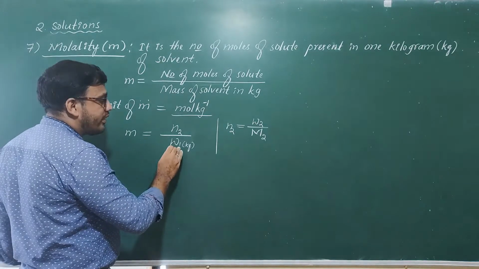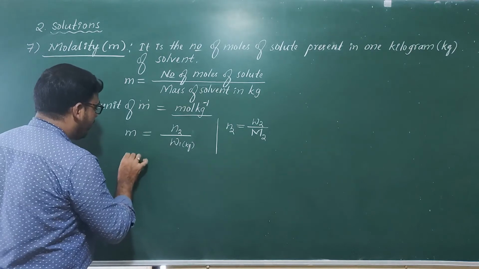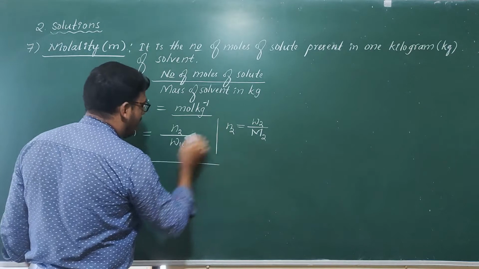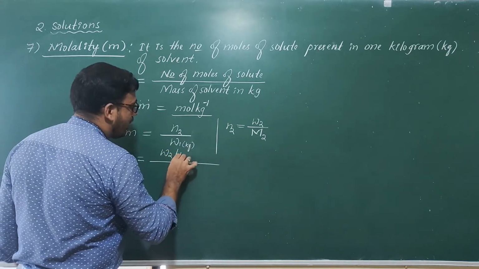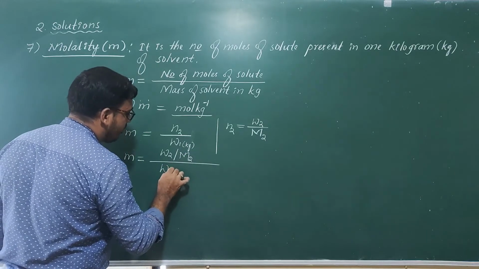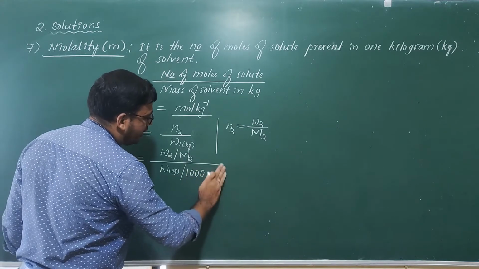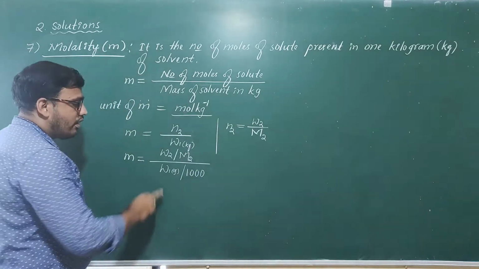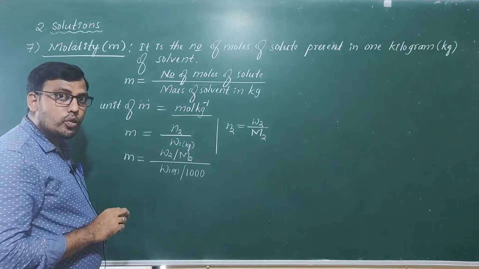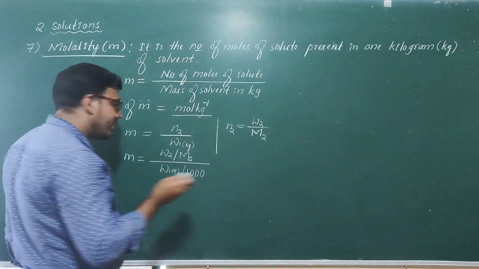If I want to calculate W1, if it is in grams, I will divide it by 1000. So therefore molality is equal to, what is the value of n2? W2 divided by M2, whole divided by W1, if it is in grams, divided by 1000 to get in kg. Why are we dividing by 1000? In order to convert it into kg, because we need the mass of solvent in kg. So that is the simple thing.